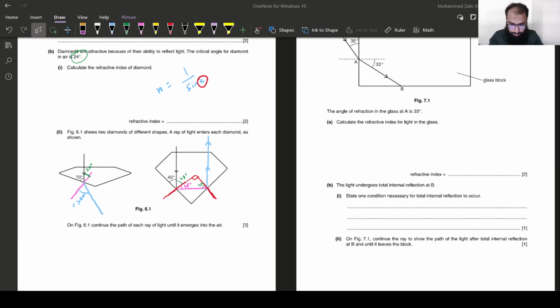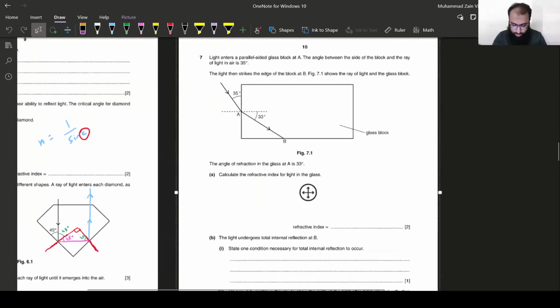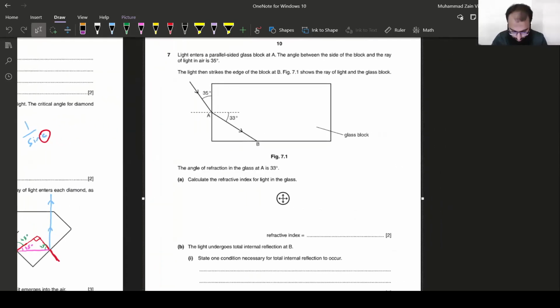Assalamu alaikum. So let's proceed where we left off. So we did this question, and now the next question is a bit similar. I won't be solving it, but I'll just outline what's required to solve it properly. So light enters a parallel-sided glass block at A. The angle between the side of the block and the ray of light in air is 35 degrees. The question goes on. They're just explaining this diagram. Calculate the refractive index for light in the glass.